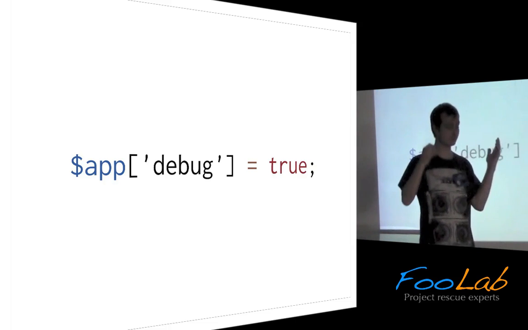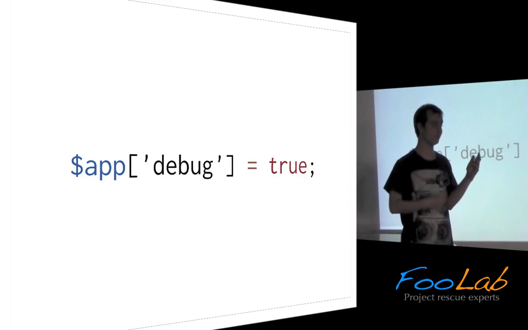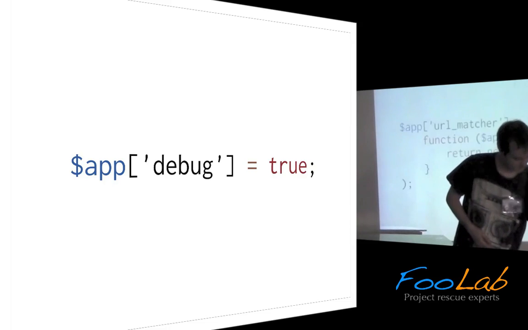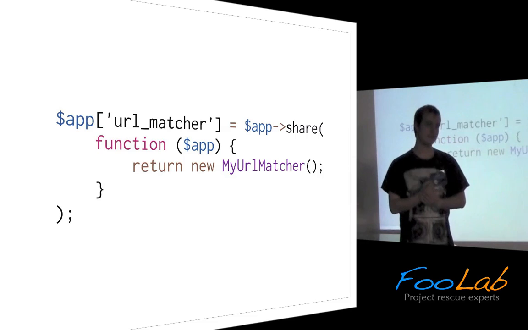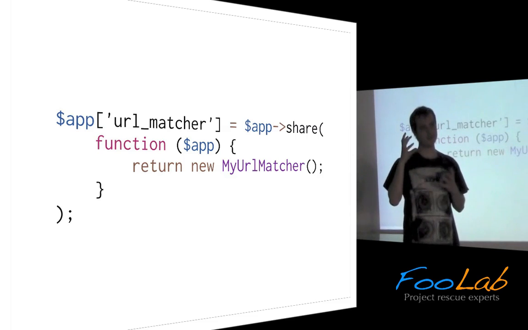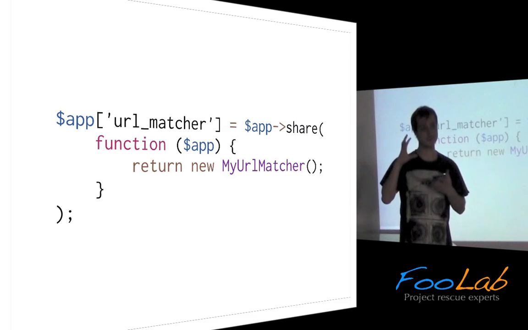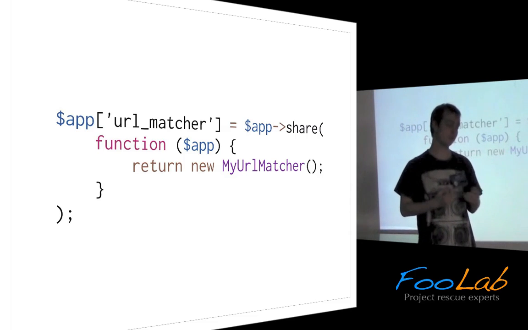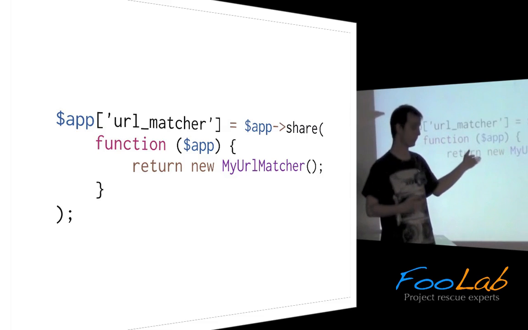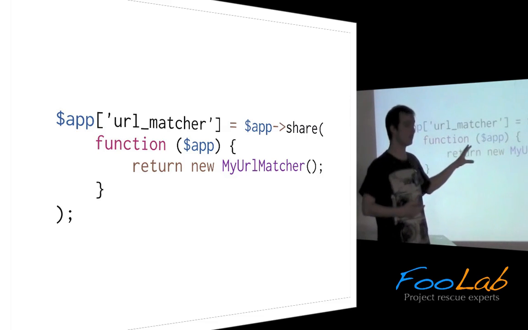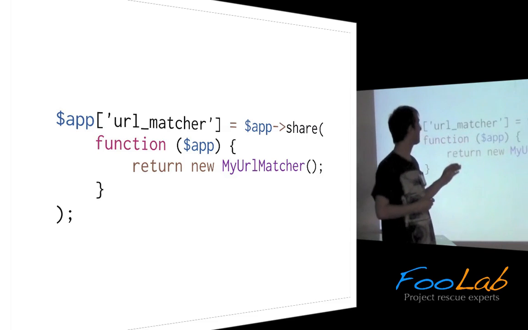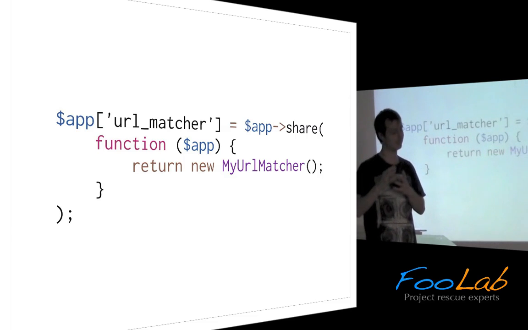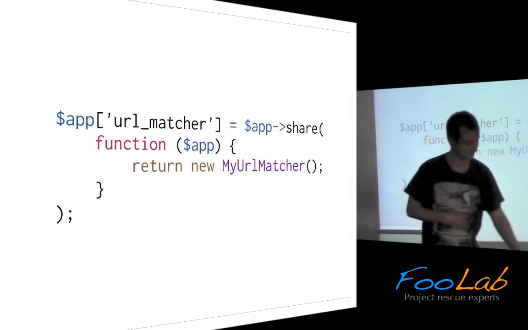There's also parameters, which work pretty much the same way. You just define your own parameters using this array access interface, and you can also read parameters that way. What's nice about these services is that you can actually override them. You can override the predefined existing services on the Silex application and replace them with your own ones. If you have your own URL matcher, you can just plug that in and define a service using this function syntax. If you're interested in how this works, just read the documentation. It's really well documented. Whenever the URL matcher is accessed from either outside or inside Silex, it's going to return that object, which can be a custom one.